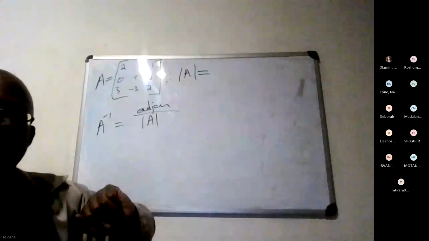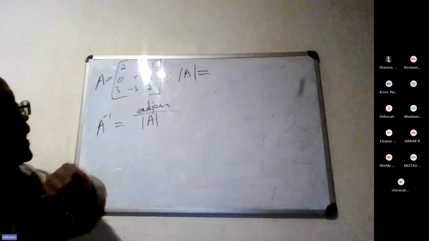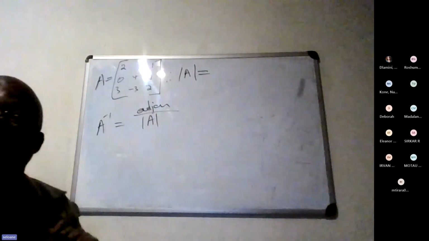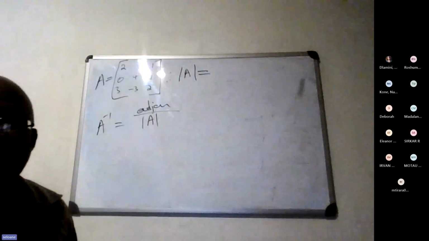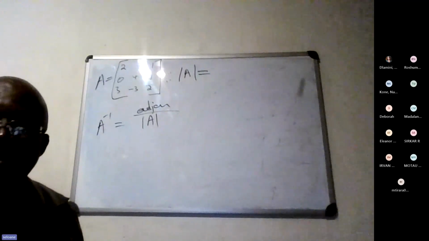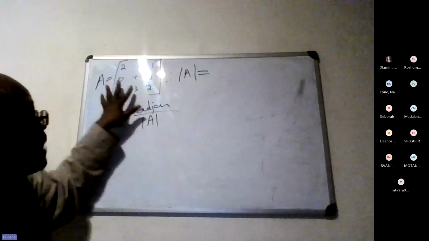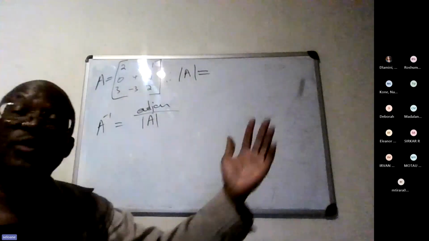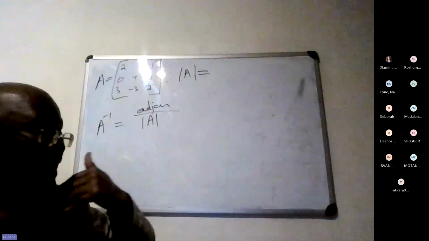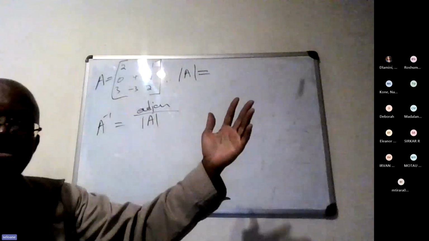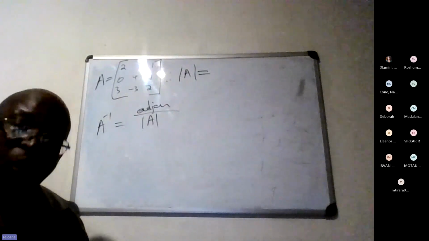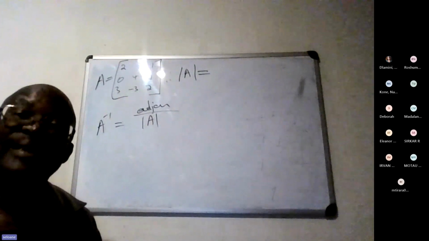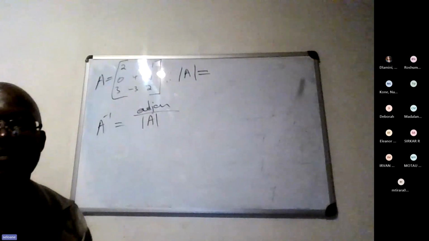Yes. But now, let us use the expansion. Why? Because 1 and 3 here is 0. Therefore, remember, with the determinant, you can expand using any row, or you can expand using any column. But preferably, use either a row or a column that has got many 0 entries.